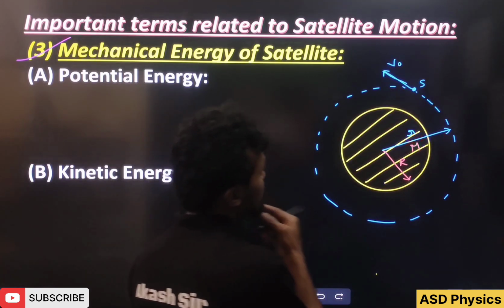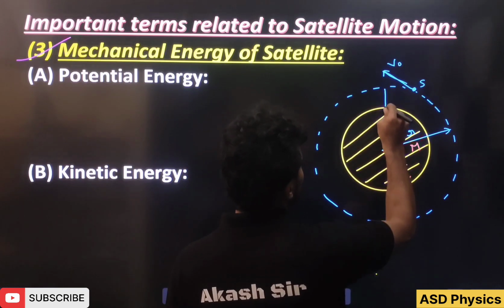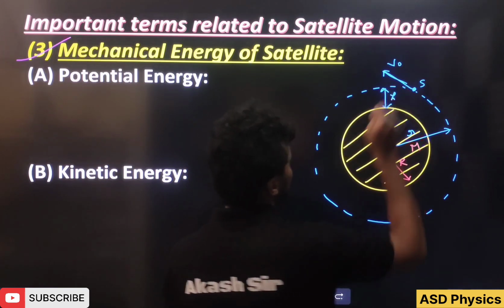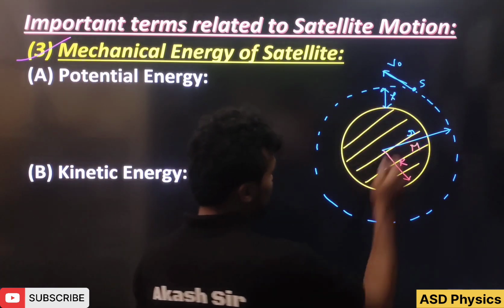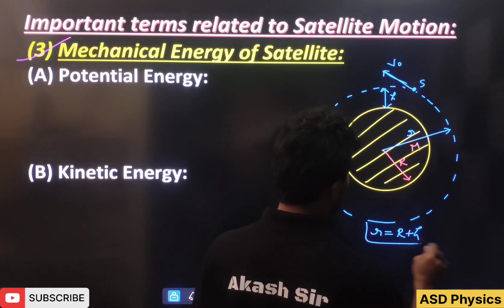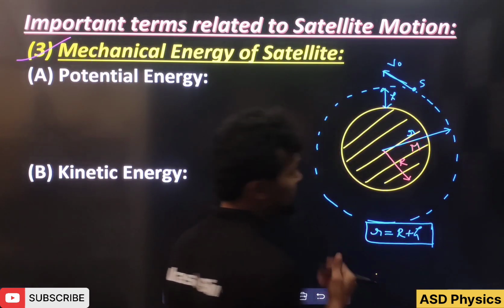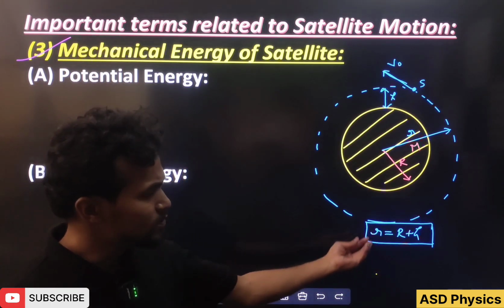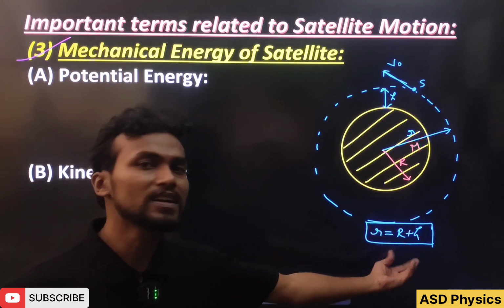After that, students, for example, if the height of the satellite from the surface of the planet is h, then from the diagram we can tell that small r equals R plus h. And if the satellite is very close to the planet, we will say small r is approximately equal to capital R, as h will be 0.